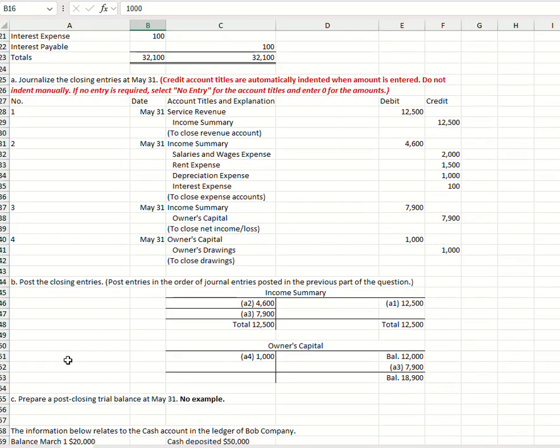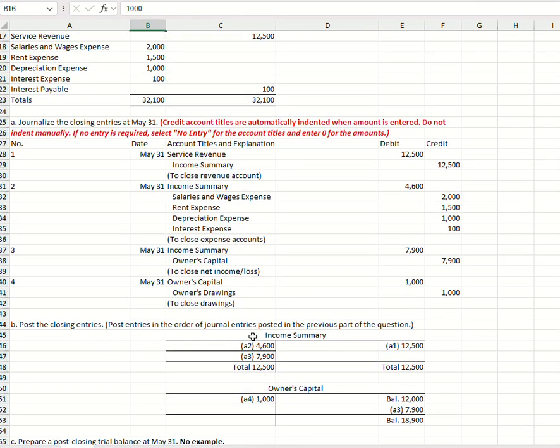So part B kind of shows us below what's happening with the income summary account that we created when we closed the revenue and expenses, and then eventually close the income summary account. So remember, in our first entry above, we had to credit income summary for the revenue. In our second entry, we had to debit income summary for 4,600 to account for the expenses.